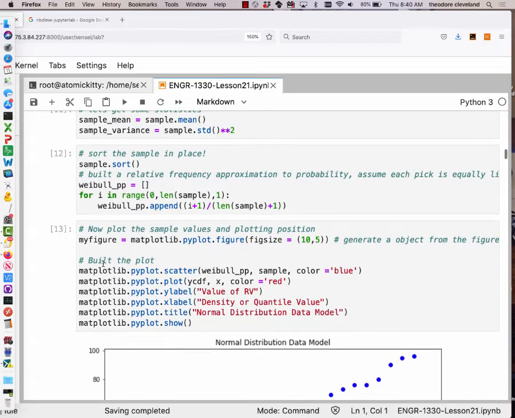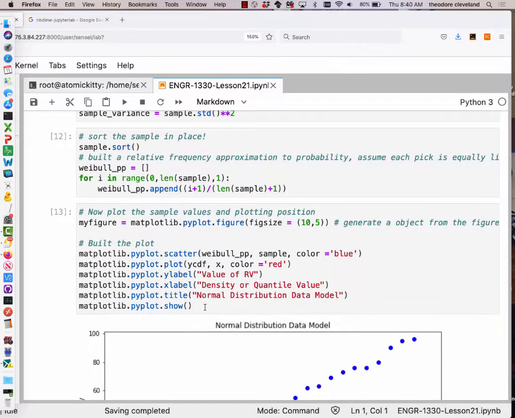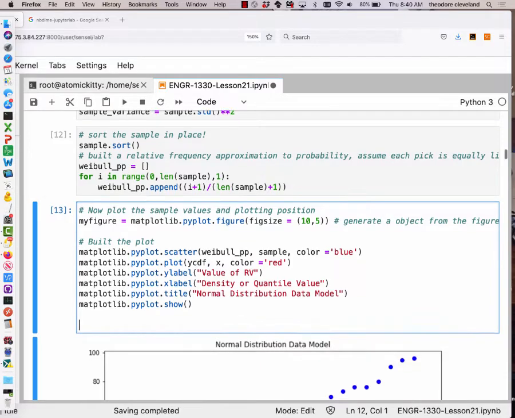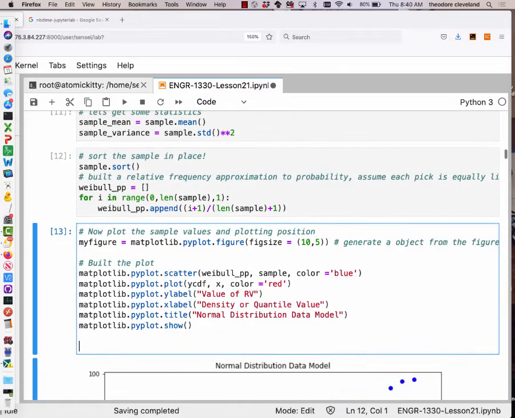Let's see if we have median available to us. If we do, what would it be? Median? It would be sample.